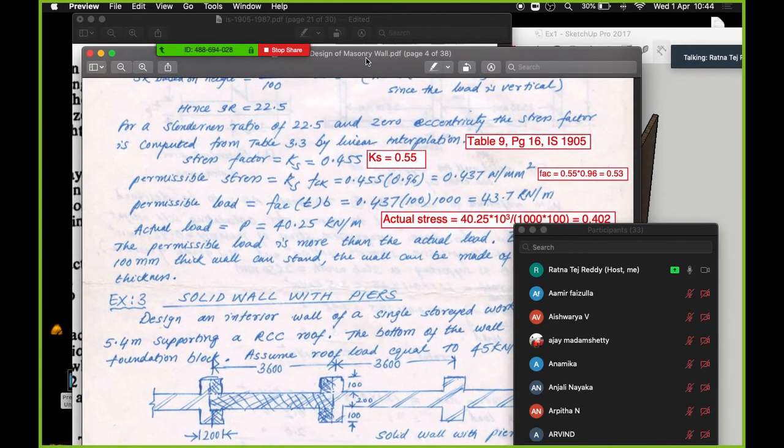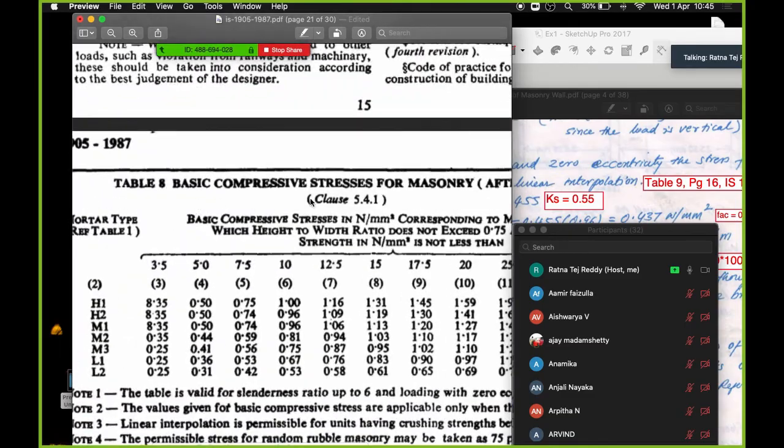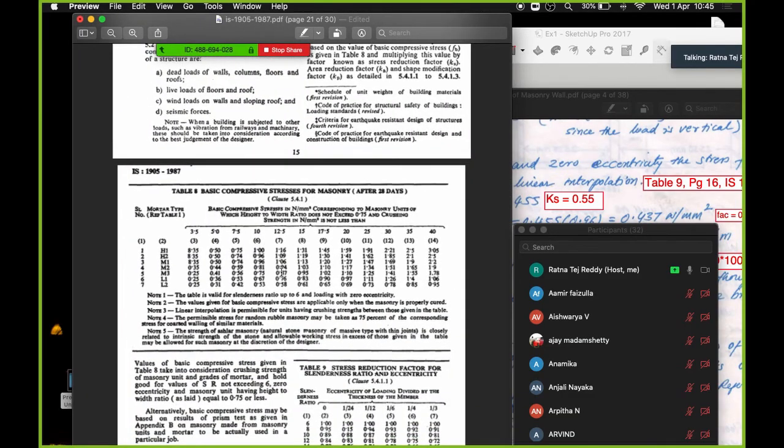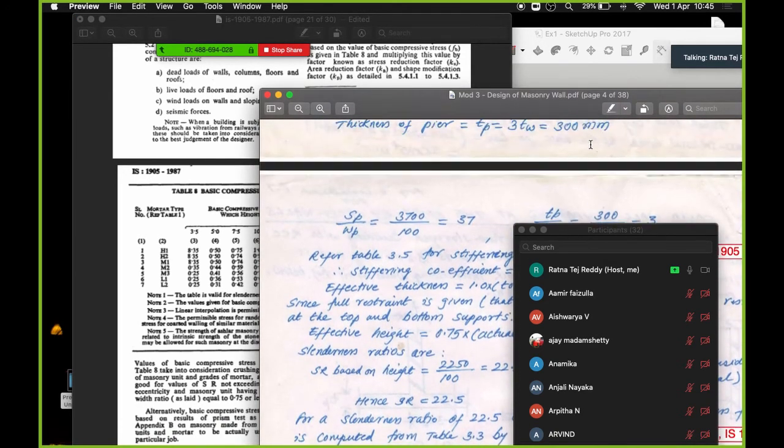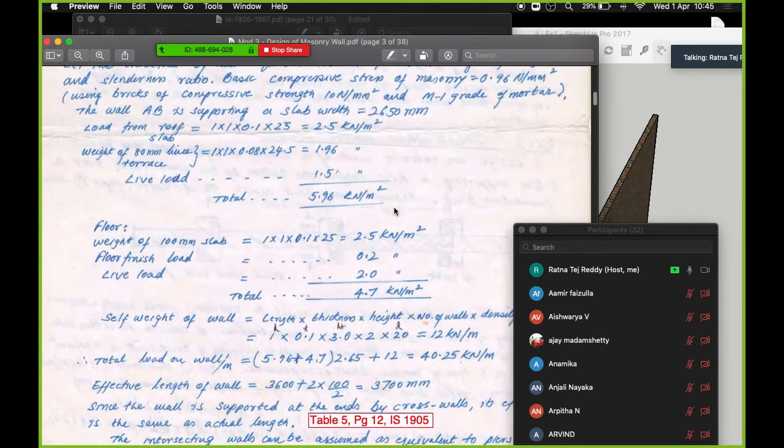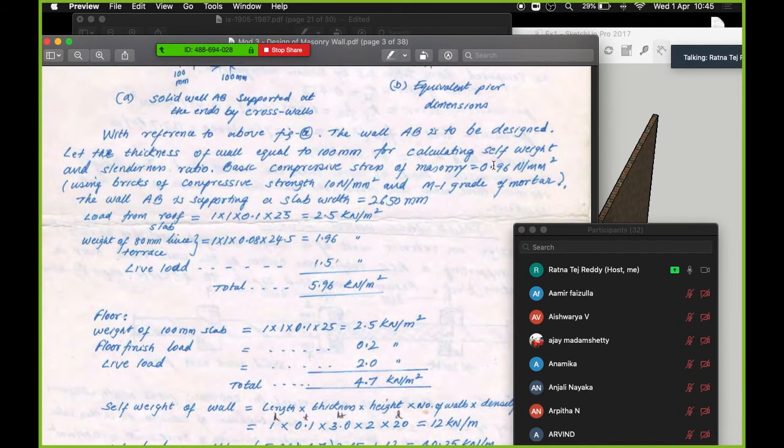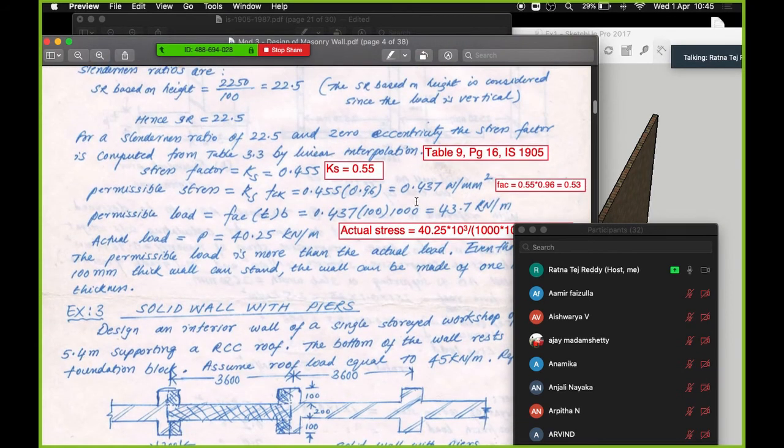Moving on, the permissible stress. Ultimately, we need to get the total allowable stress on a column. So the permissible stress is all the factors which we find multiplied to the basic compressive stress, which you get from table 8, the basic compressive stresses. The basic compressive stress is already given in the question as 0.96 Newton per mm square. We are just going to multiply this stress reduction factor 0.55 with 0.96. That will give you 0.53. Please mind the correction here: not 0.437, it is 0.53 Newton per mm square.